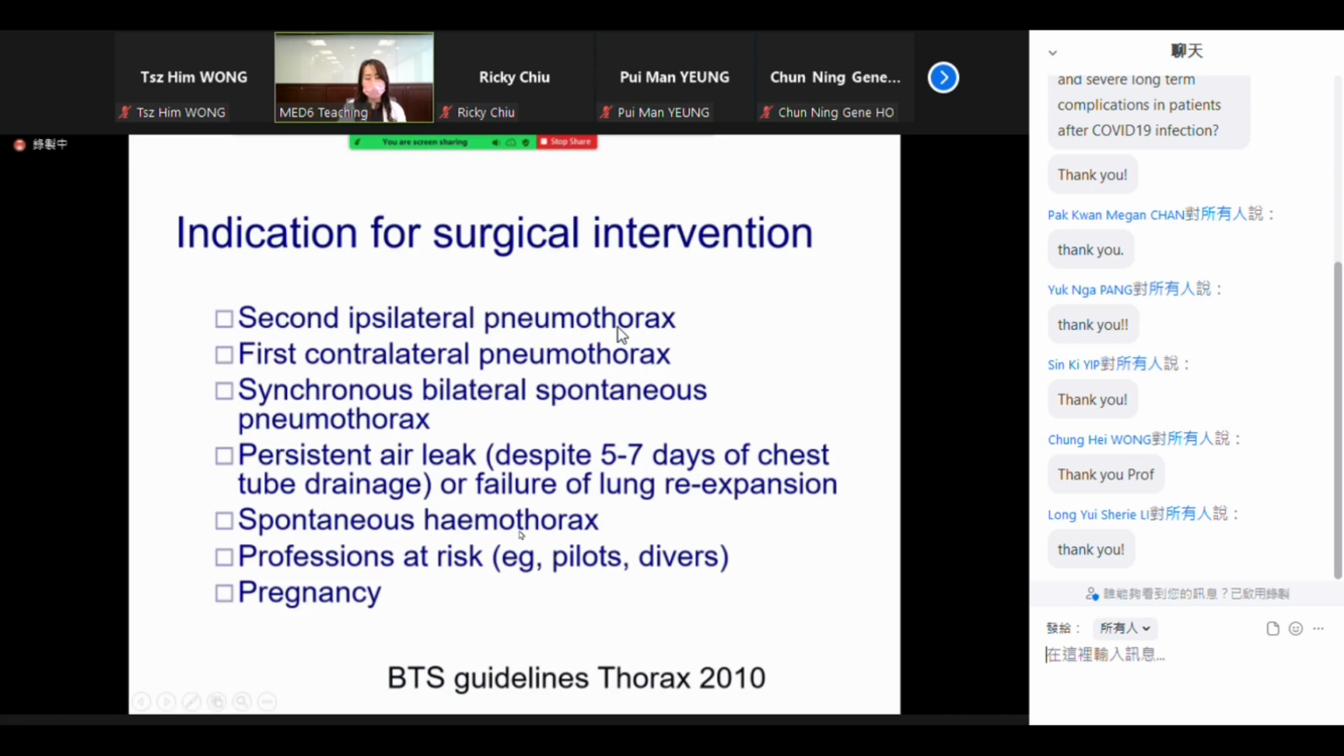If the patient presents with spontaneous hemopneumothorax, then we have to refer to surgery, of course, because the bleeding is very alarming. And if the patient has a professional risk, like pilots or divers, then we will refer to surgery even if they present with a first episode of primary spontaneous pneumothorax. So we have to ask the occupation of the patient. If the patient is a pregnant lady presenting with pneumothorax, then we have to refer as well.